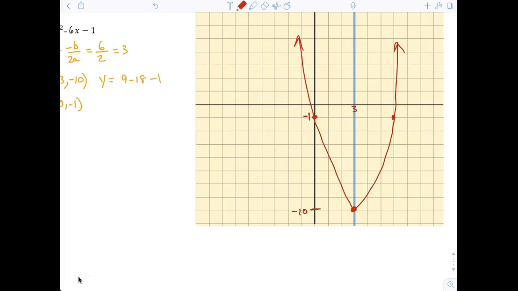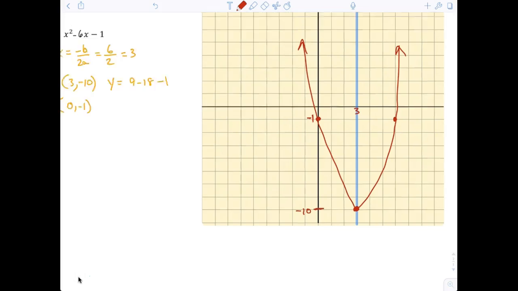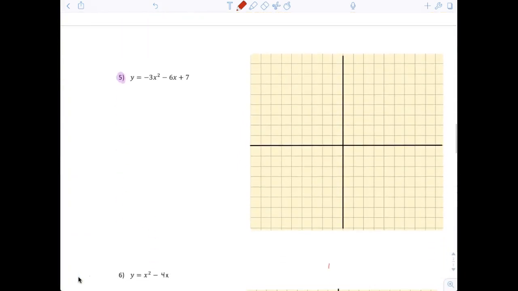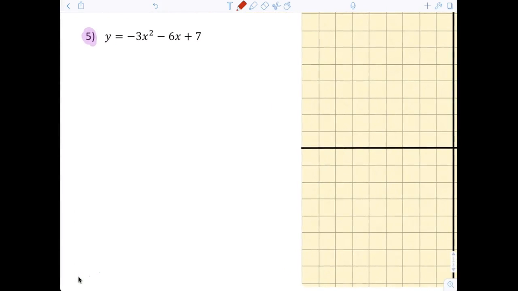Well, that's not that hard. Everybody good? All right, hopefully you got that. All right, let's continue on. 5. Here we go. Let's see what you got. X equals, what is that?